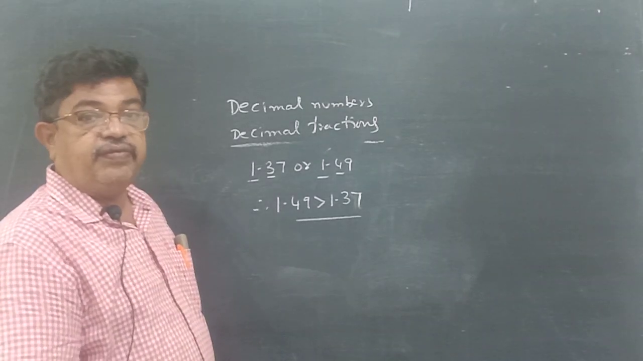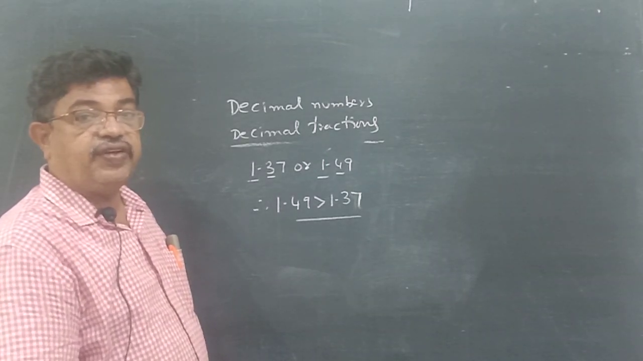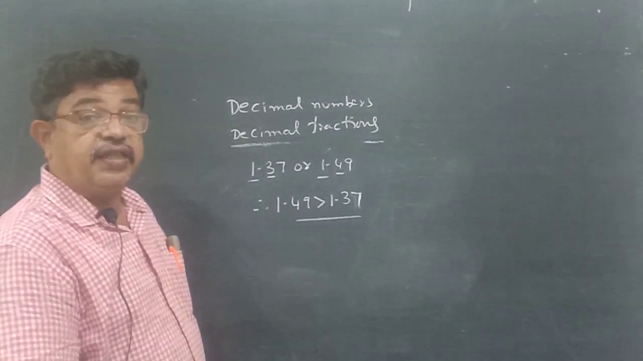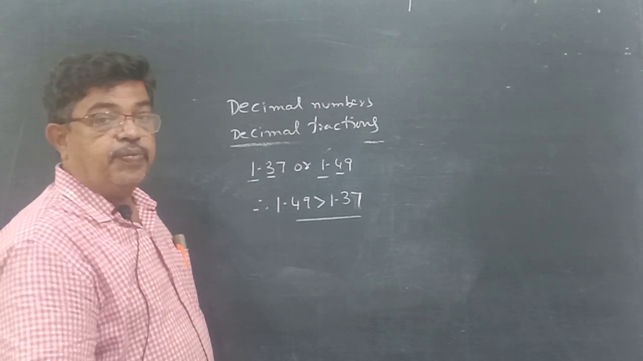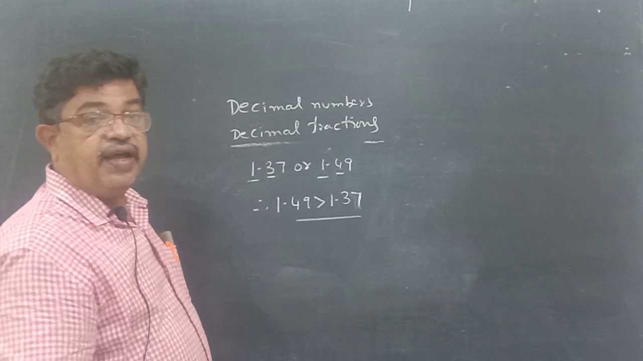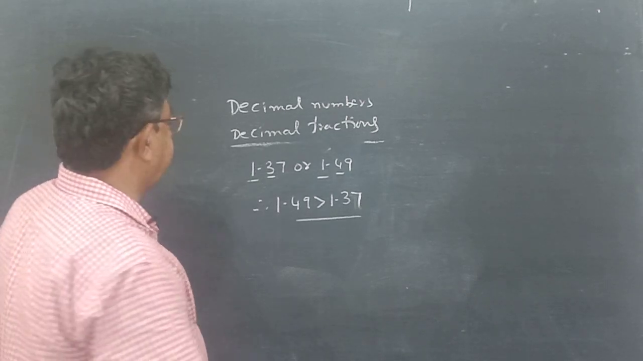Whole part is same. In the second number, the first decimal place, that is 4, is greater than 3. Therefore, 1.49 is greater than 1.37.